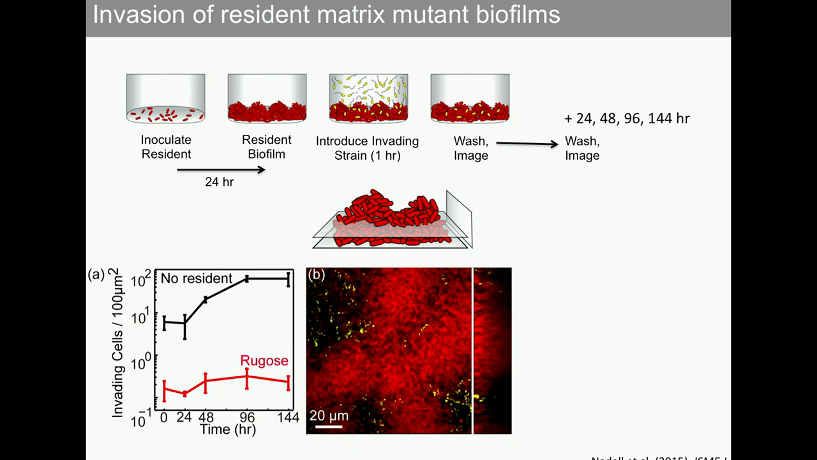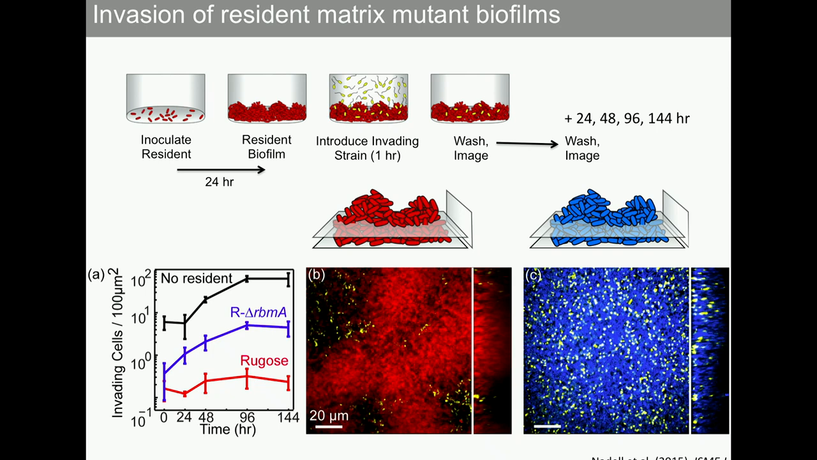If this strain is present already, then the invading strain is incapacitated in its ability to colonize and to grow. Although with people here, my interpretation of elimination versus low abundance is different. So they're not gone, they're just not able to compete nearly as well as if they're introduced at the same time as the resident. If we use this matrix mutant, the result is dramatically different.